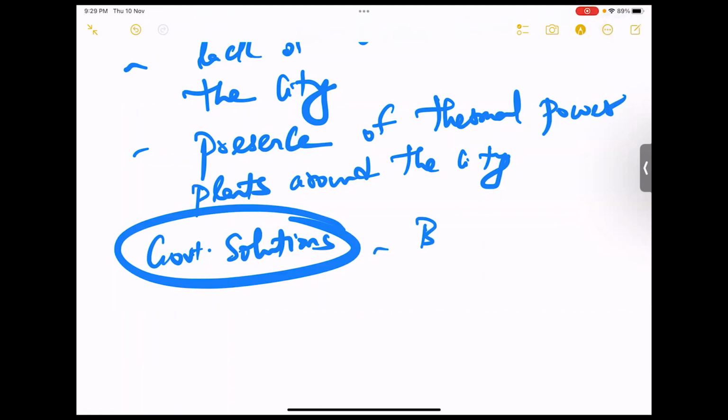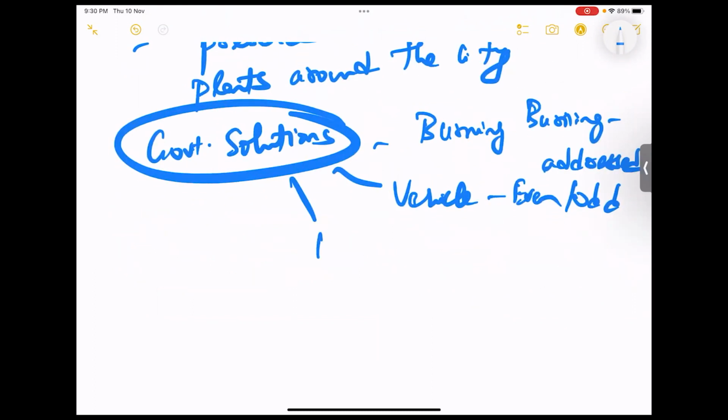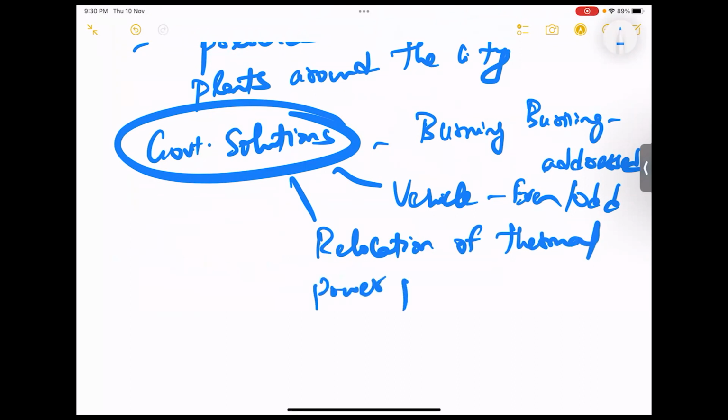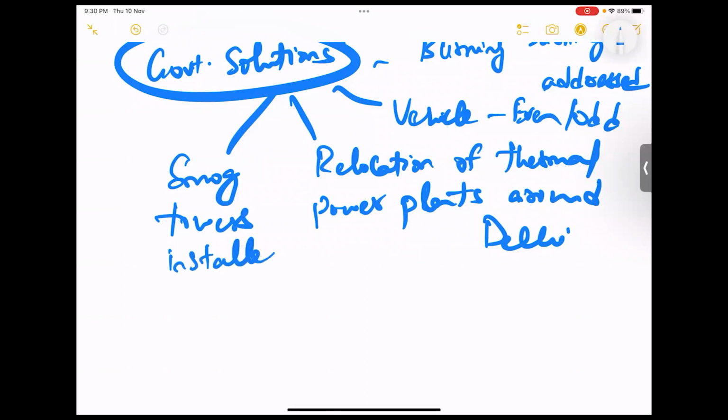Stubble burning. Stubble burning is now the main focus for central and state governments. Stubble burning issue is being addressed. Then vehicle even odd formula by Delhi government. Relocation of thermal power plants around Delhi. And then smog towers. There is something called smog towers already installed in the city of Delhi. Okay. Promotion of CNG and biogas vehicles.